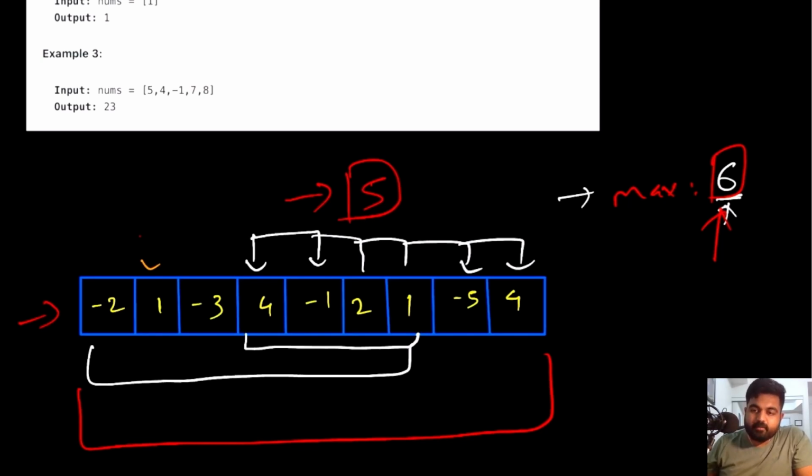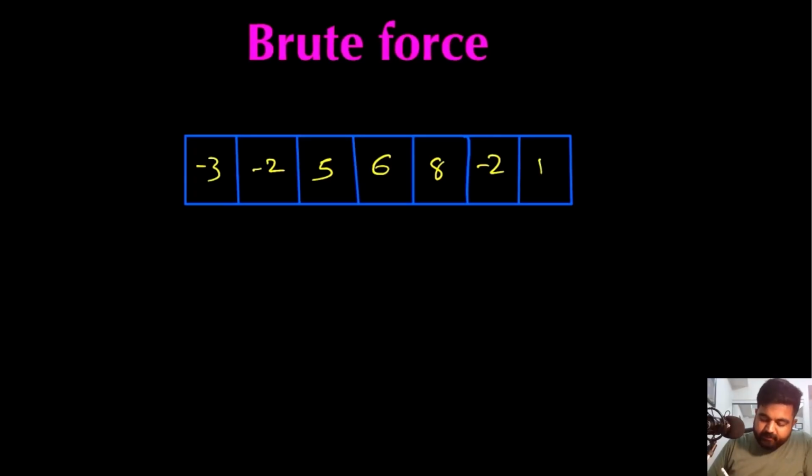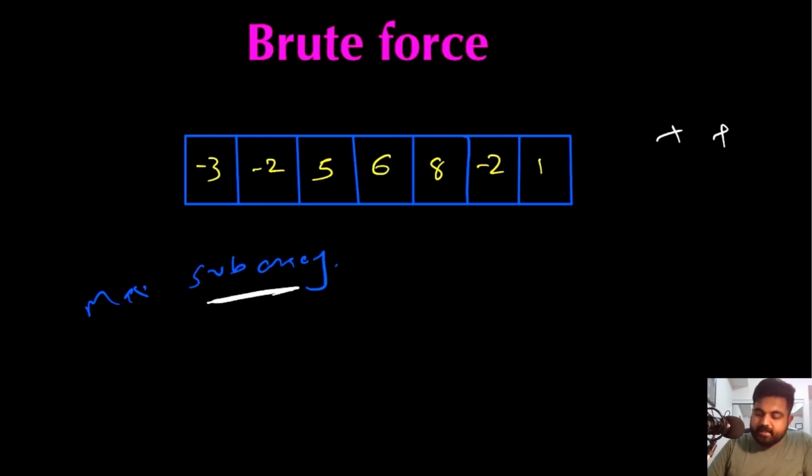So let's see what would be different approaches to solve this problem. Basically, we need to find the maximum subarray. What we can do is try to find every single possible subarray, see the sum of all of those, and whichever has the maximum sum, we simply return that sum. So let's see that in action.